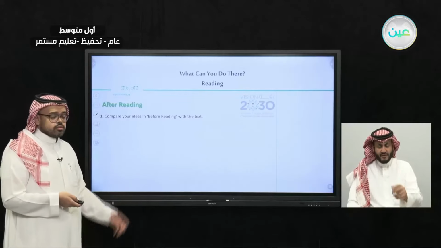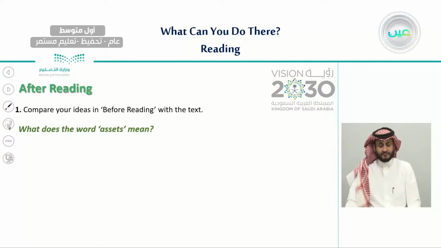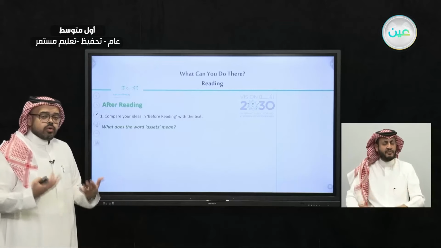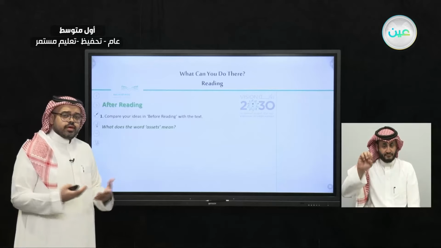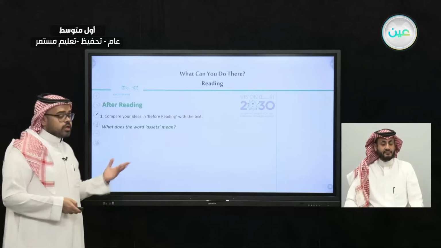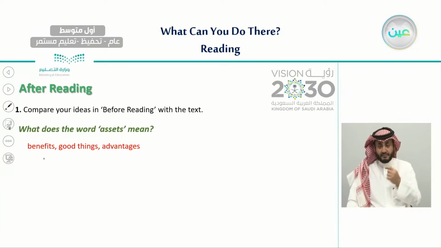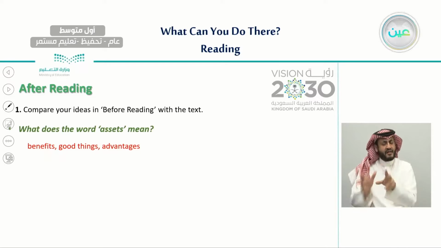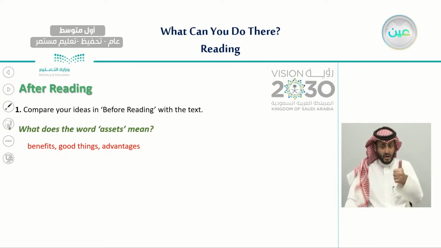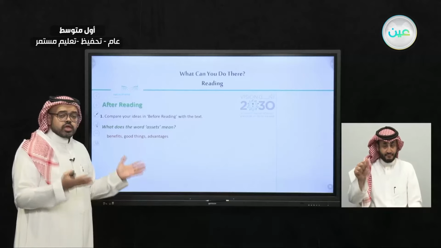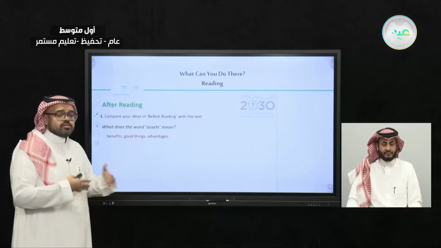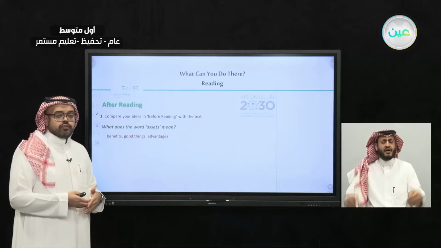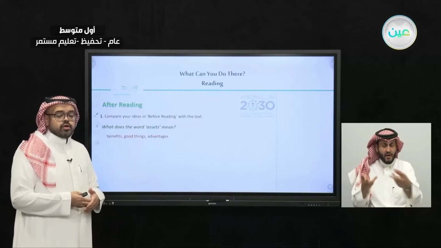Let's discuss those words. The first one is, what does the word assets mean? We said that Saudi Arabia has many assets. So what exactly do we mean by the word assets? What do you think? Very well. Here we can see the answer. By assets, we mean benefits, good things, advantages. If you have a good thing, or if you have many advantages, we can say that you have assets. And Saudi Arabia has many assets in regards to the resources, in regards to the nature.